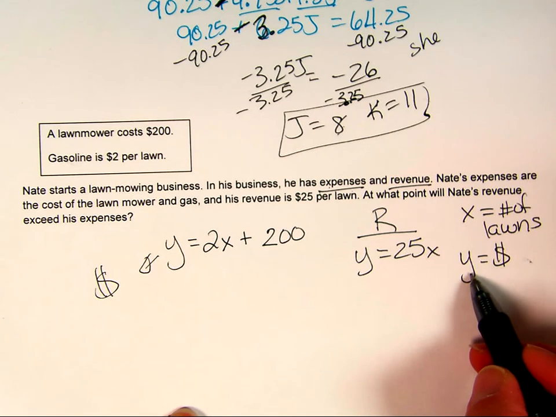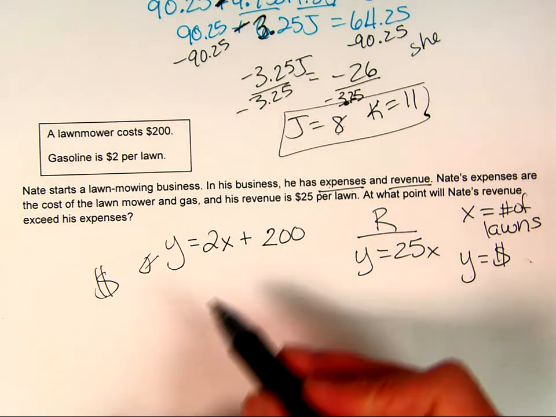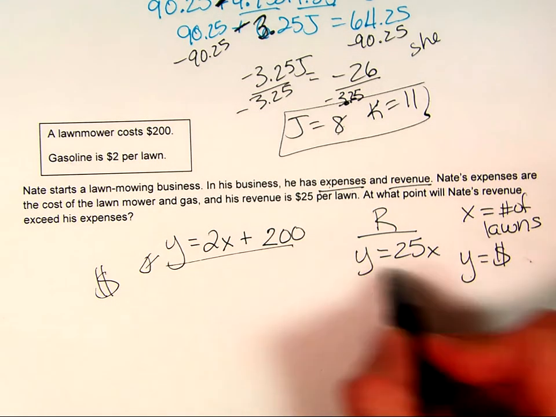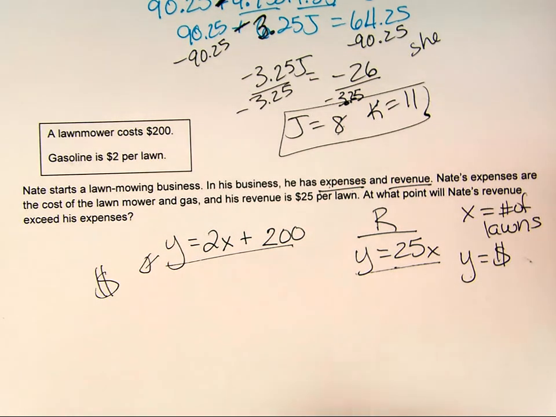Now, there's a lot of businesses that do this. When they start up, they have to spend a lot to get it started. It's a while before they make money. So when the expenses equal the revenues, that's my break-even point. After that, I start making money. So we have these two equations, our expenses and our revenues, and if we set them equal to each other using substitution, then we find how many lawns it would take in order for him to start making money, to pay off all his lawnmower.